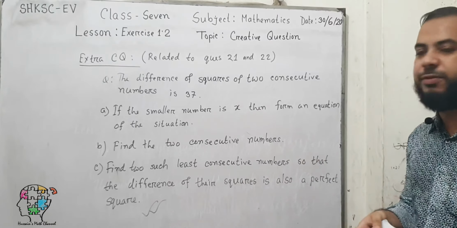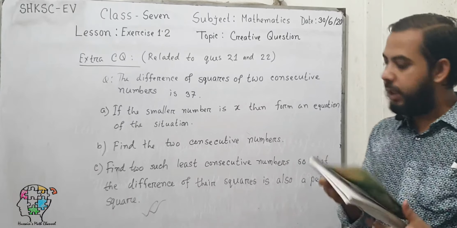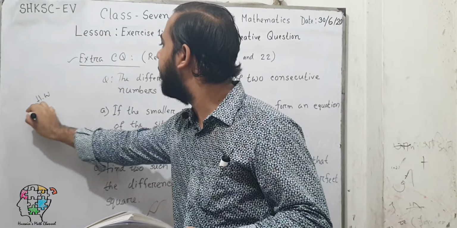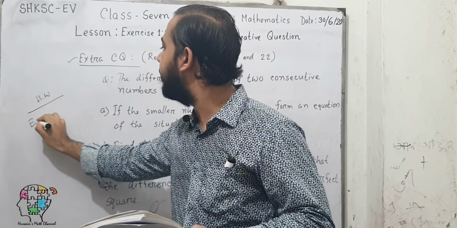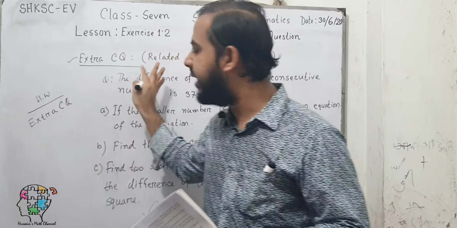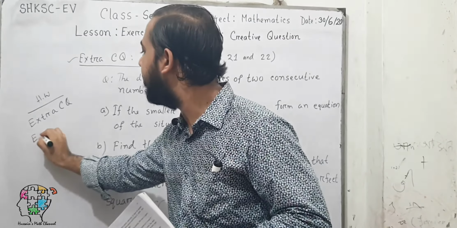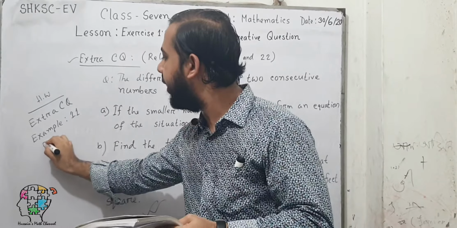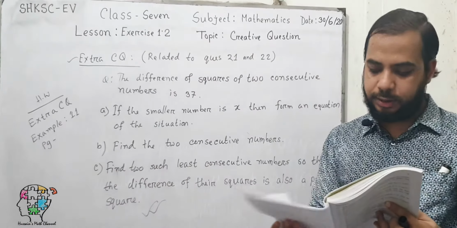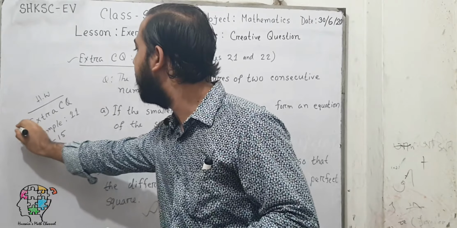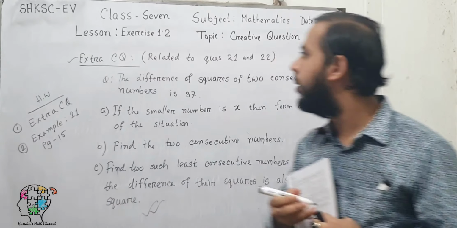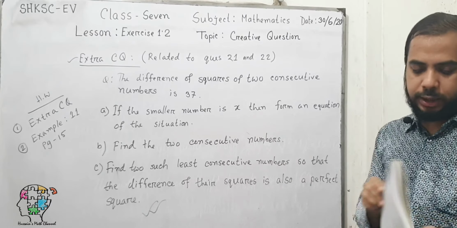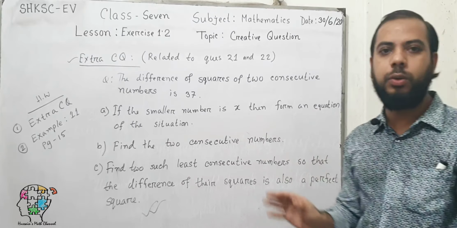I hope and I believe you can solve this. Now another one will be your homework, HW, extra CQ, this extra CQ, and also example number 11 of this chapter, example number 11, page number 15. So these two will be your homework, and also the three problems I have solved, number 10, number 23 and number 24 will also be your homework.